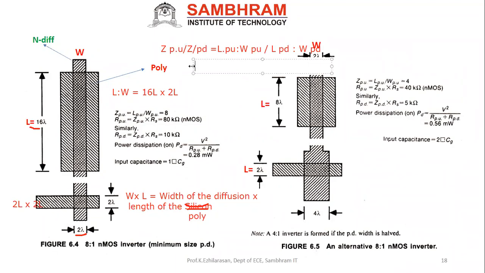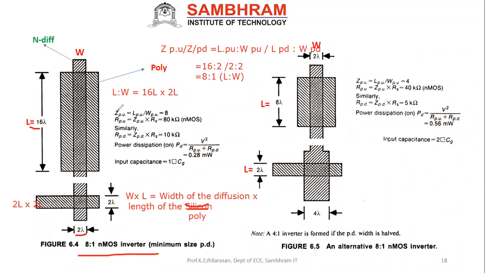Now, what is LPU colon WPU? It is the pull up transistor length and width, that is 16 colon 2, divided by the denominator 2 colon 2. So my overall ratio is 16 by 2 divided by 2 by 2, which is nothing but 8:1. Correct? 8:1, that is the ratio L colon W total. That is what we have written here. This 8:1 NMOS inverter represents this, so it has come this way.